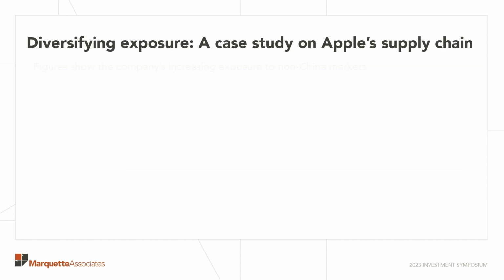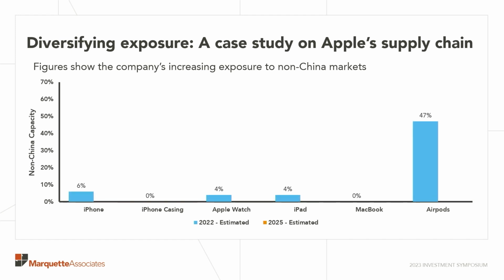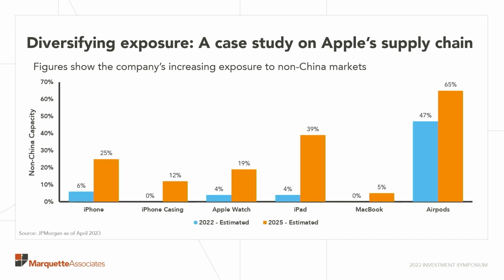Now, to provide a real-life example of some of these shifts in supply chains, let's look at Apple's plans to increase its non-China manufacturing exposure. For example, the iPhone non-China capacity is expected to grow from 6% in 2022 to 25% in 2025, 3 years later. Now, where is this capacity going? Well, South and Southeast Asia are expected to be key beneficiaries. According to Bloomberg News, more than $7 billion worth of iPhones were manufactured out of India for the fiscal year ending March 2023. And other countries like Vietnam, Malaysia, and Thailand are also expected to benefit.